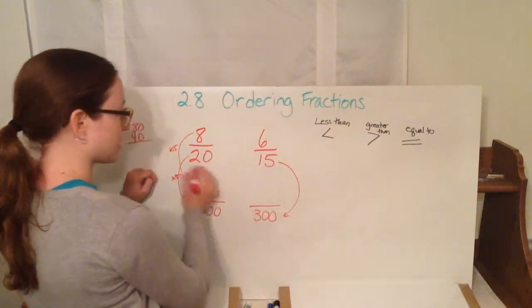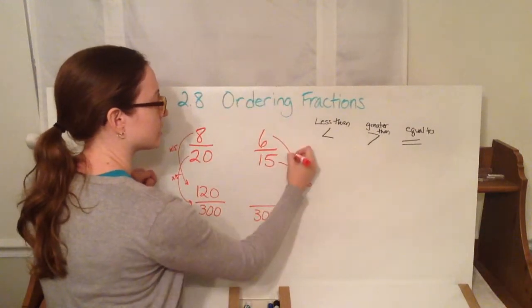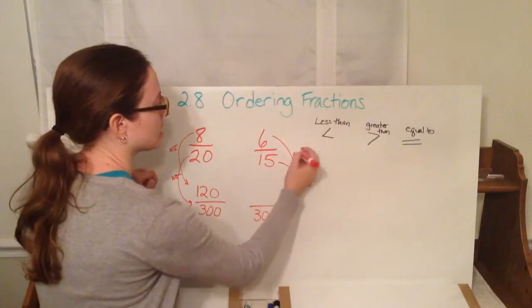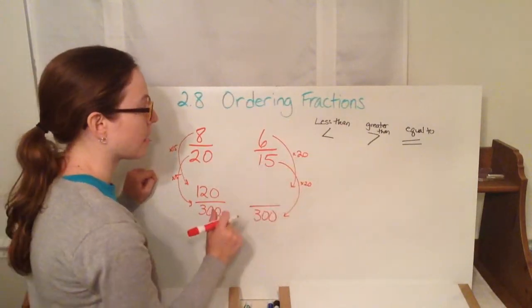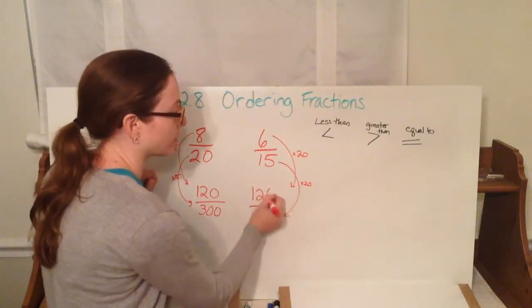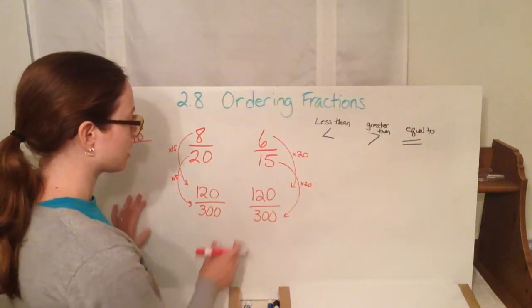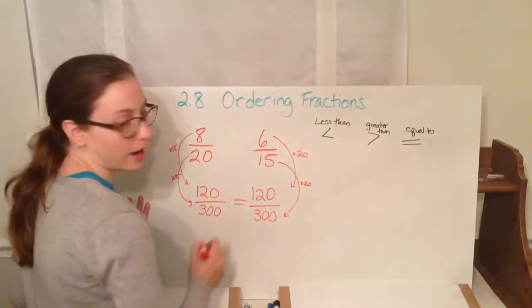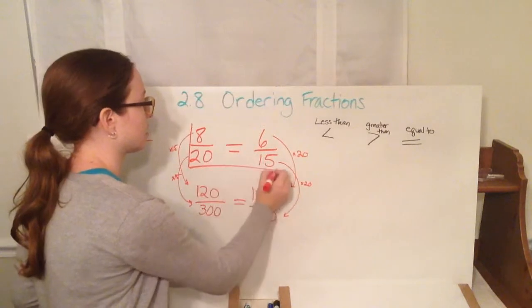With 15, what I did was I just multiplied by 20. I can do the same with 6. 6 times 2 is 12, but 6 times 20 is 120. So what you might be able to see here is that these fractions, when they have the same denominator, have the same numerator as well. So they are considered equivalent fractions. Again, here's our answer.